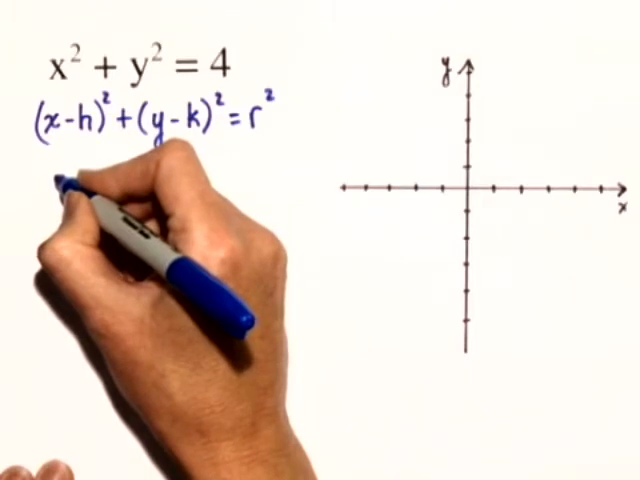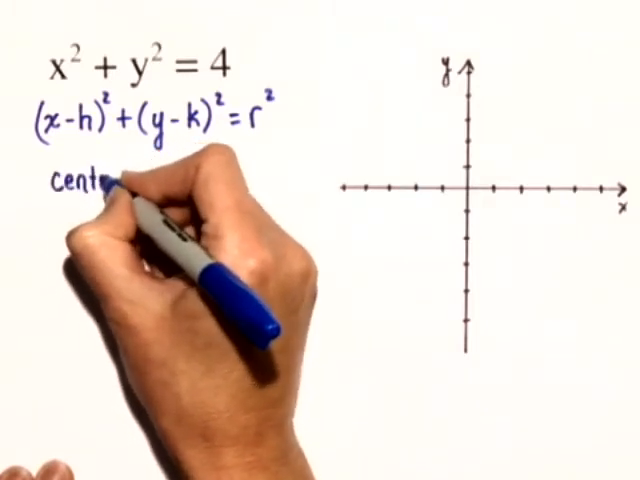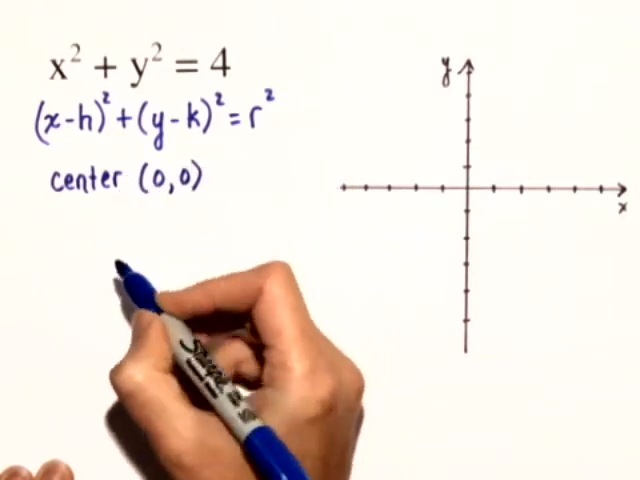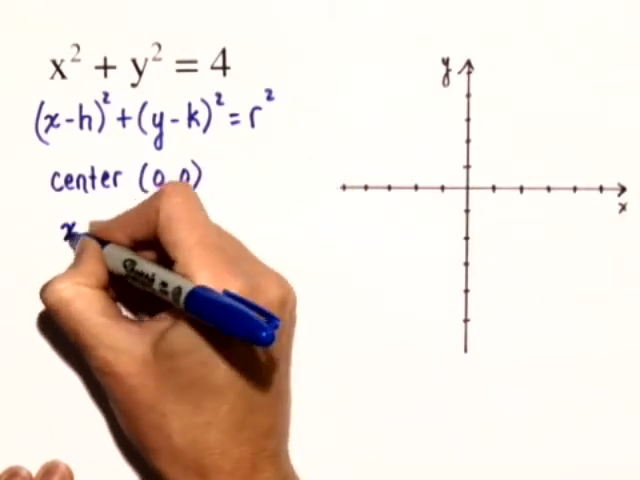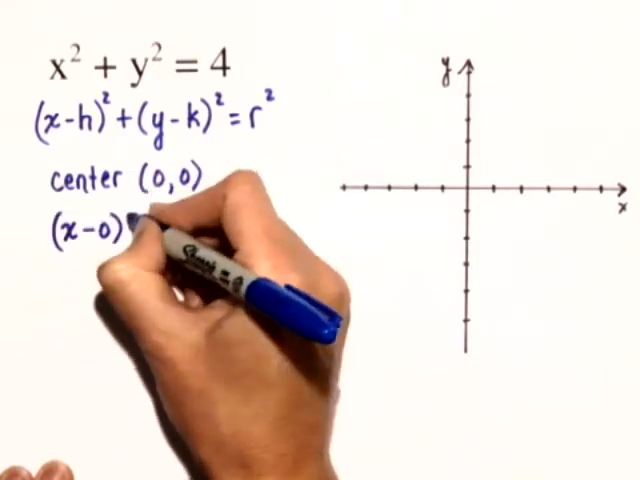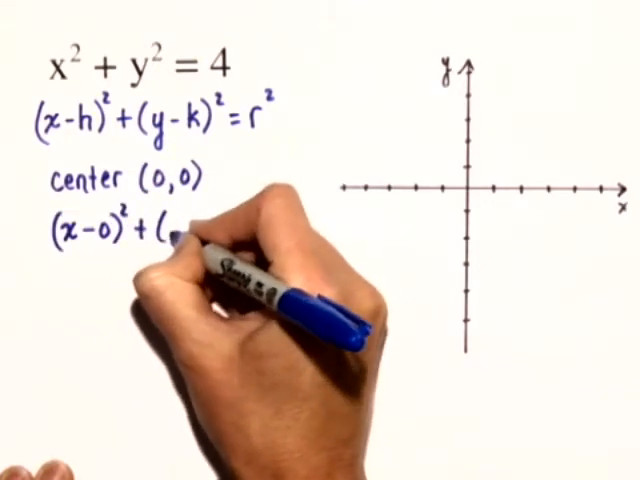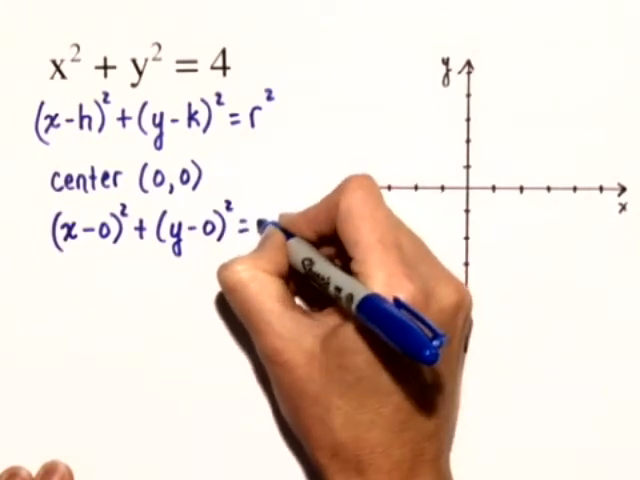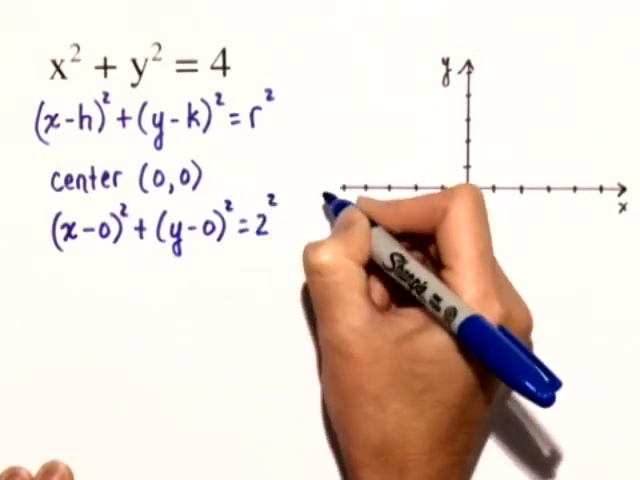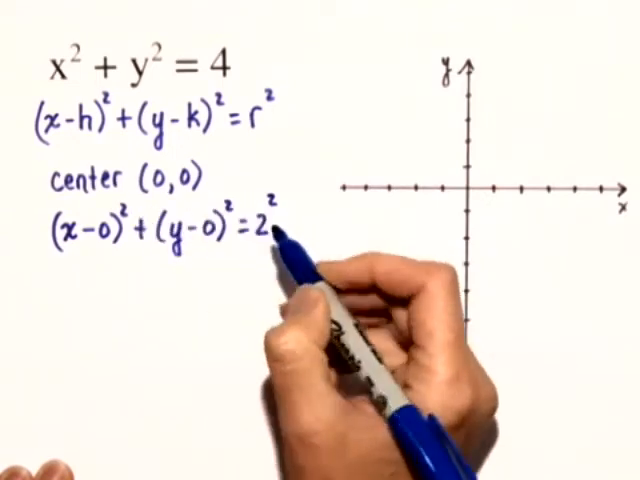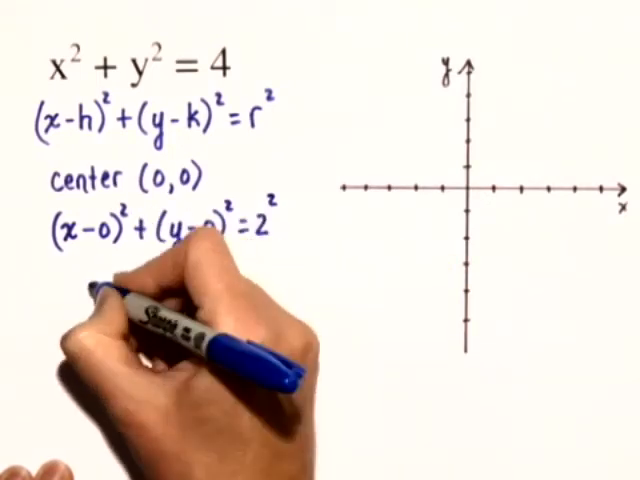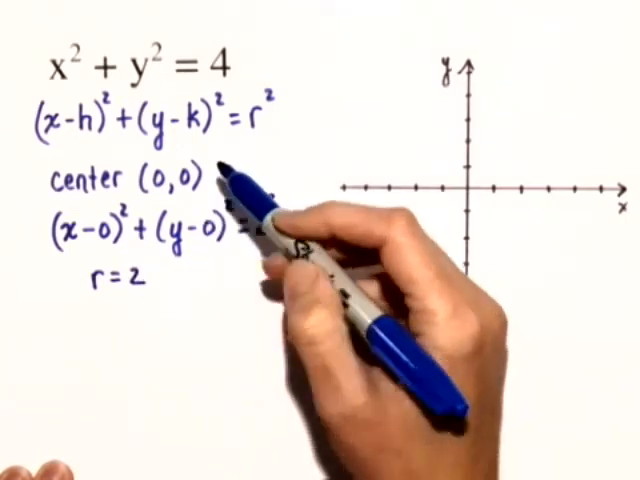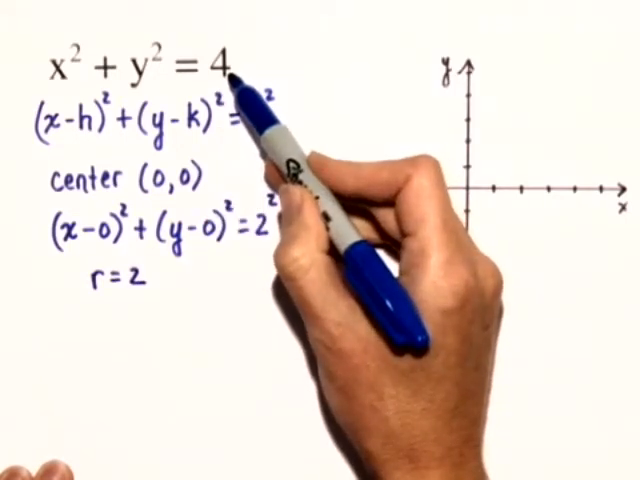So really, our center is just the origin 0, 0, because if I wanted to rewrite my original equation, I could write it as (x minus 0) quantity squared plus (y minus 0) quantity squared equals, I could write the 4 as 2 squared. So the center is 0, 0, and the radius is equal to 2. In order to get the radius, I just take the square root of that number 4.